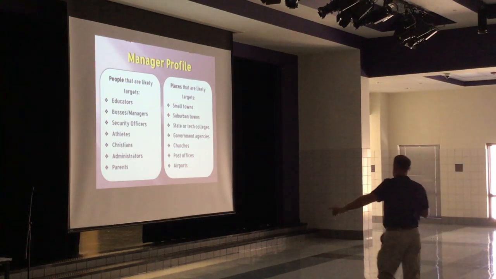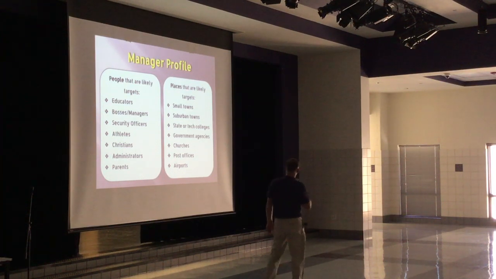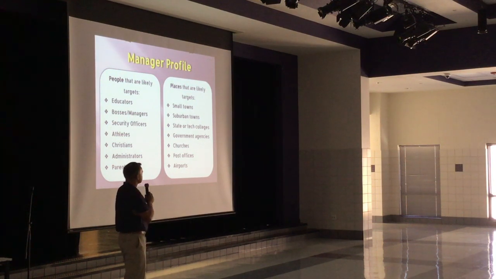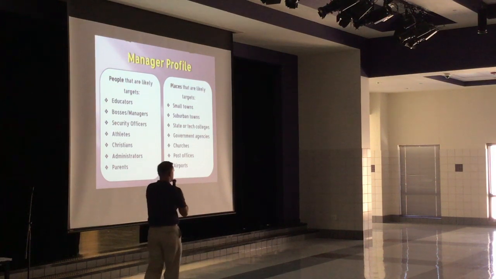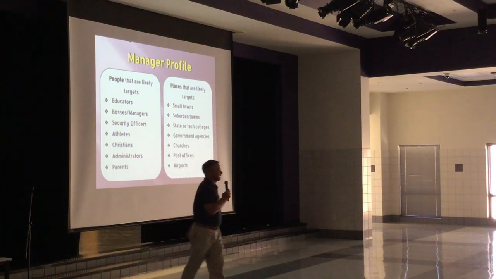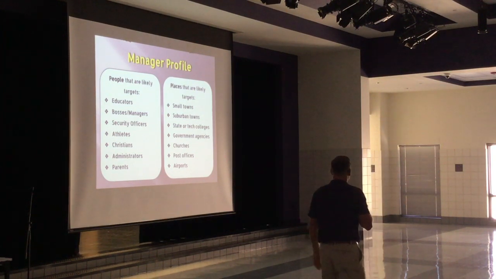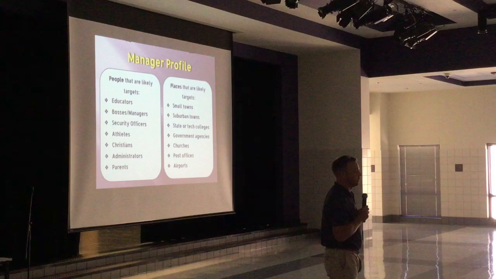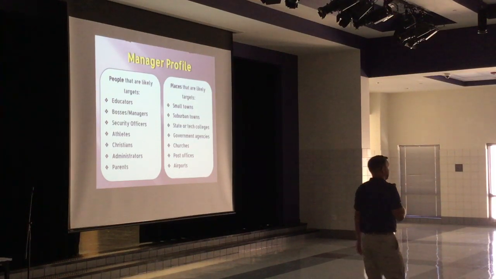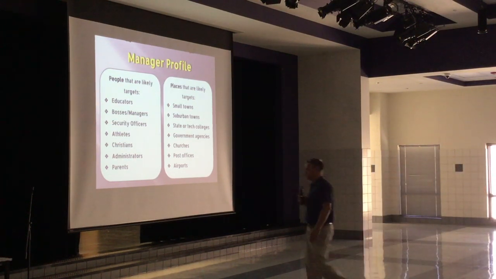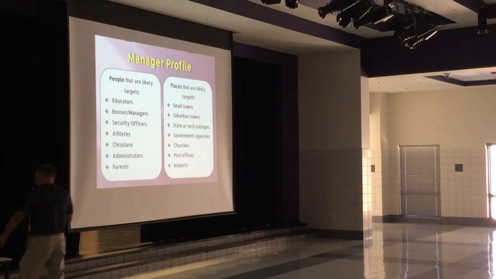Okay? Places that are likely targets: small towns or suburban towns, towns that have a lot of churches, post offices. Everybody remember in the 80s the trend of the going postal? Airports, government agencies, state or technical colleges. I'm just going to go ahead and say it. Anna, the town of Anna, does fit that profile. It's a pretty conservative town. Now, a lot of the adults are conservative, but a lot of the kids aren't. Okay? So we're going to talk about how we can do school in a way that's going to help these kids.